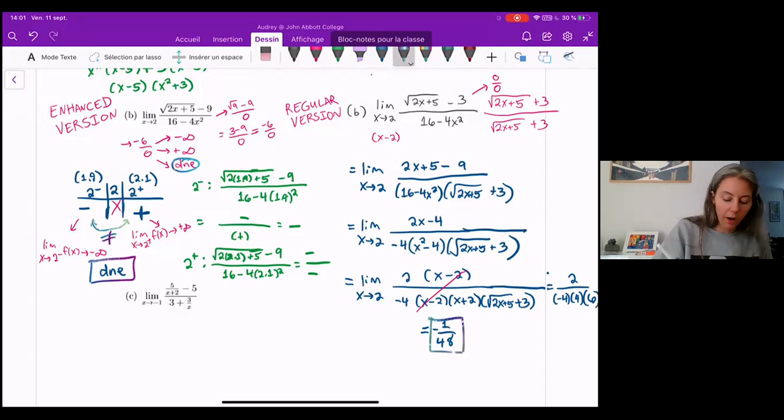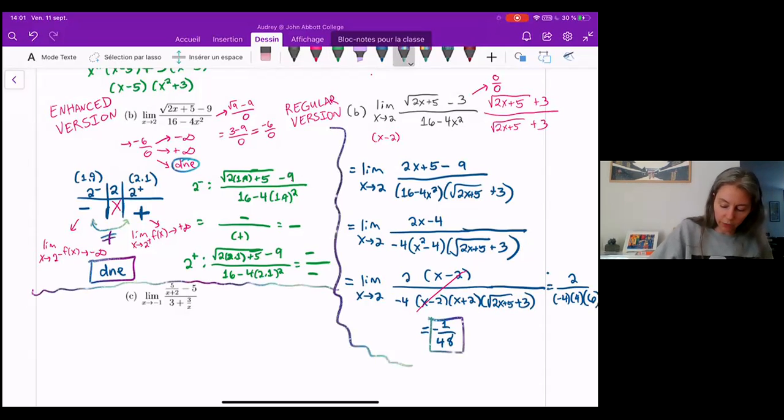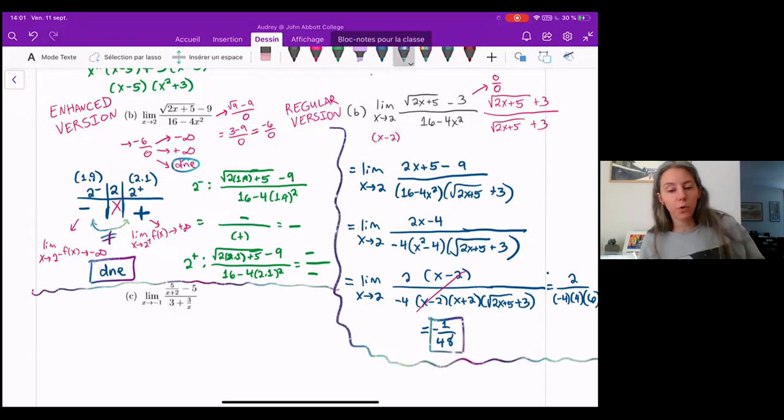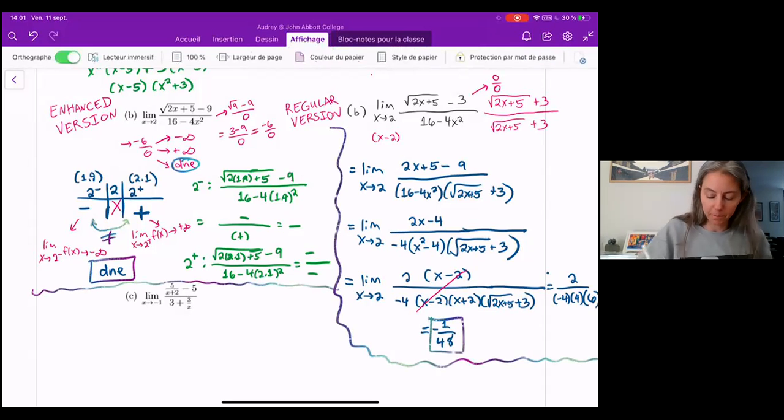So here, in the first one, in the enhanced version, you had an infinite discontinuity. In the regular version, you actually have a removable discontinuity. We didn't get infinity, we got an actual number.